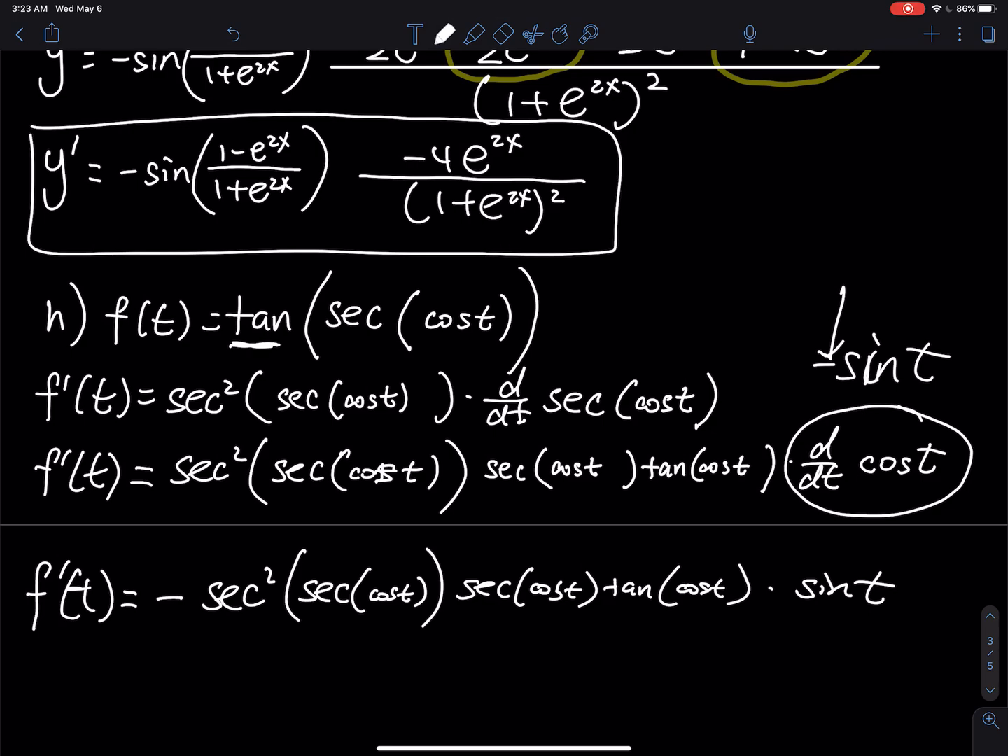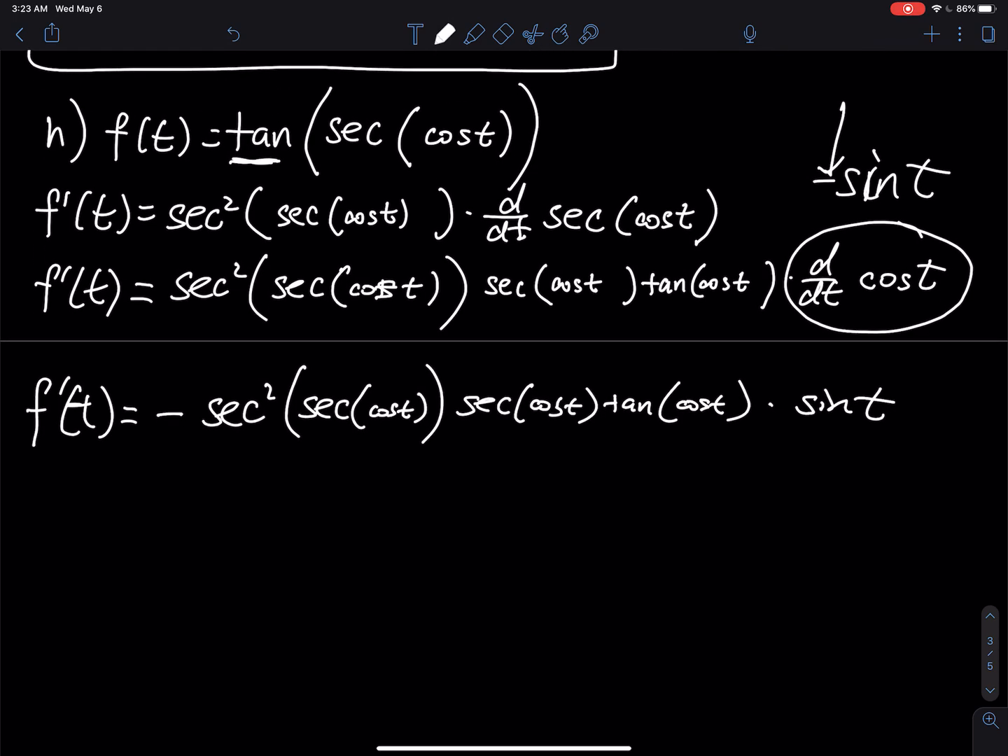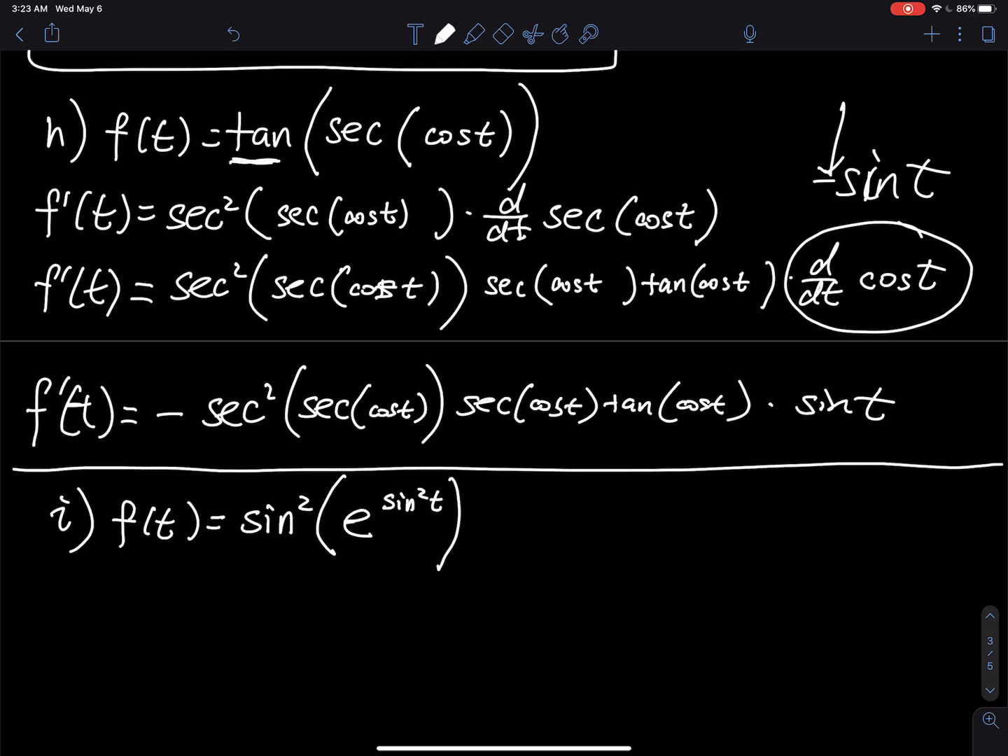Moving on to the last part. So moving on to part I. So part I, we also have a pretty complicated function. We have f of t equals sine square of e raised to the sine square t. Okay, one property that you have to know is, so let's draw a line to divide them. The sine square of x equals the square of sine x, just 2 different locations to put the square.